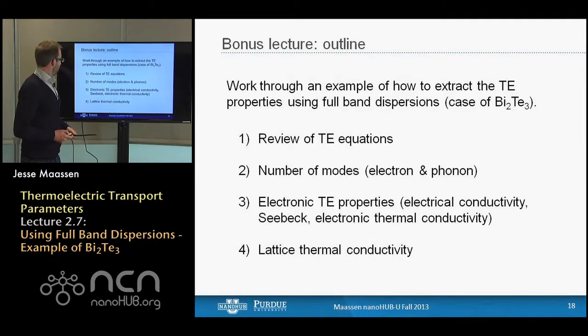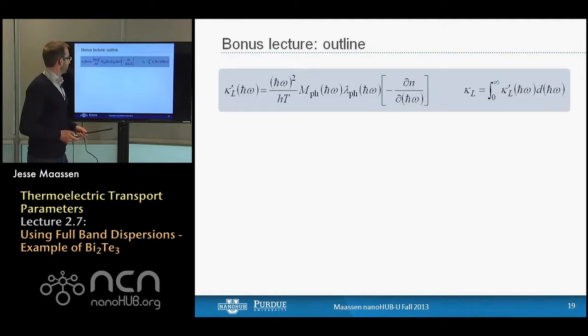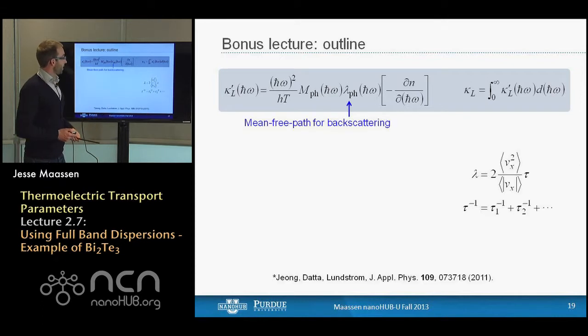Okay, so next, we're going to look at the lattice thermal conductivity. Just like before with electrons, we know essentially all of the quantities that allow us to determine the differential lattice thermal conductivity, except one, which is the mean free path for backscattering. Unfortunately, we can't make the same constant mean free path approximation we did with the electrons. That doesn't work very well for phonons, so we have to go ahead and compute things directly.